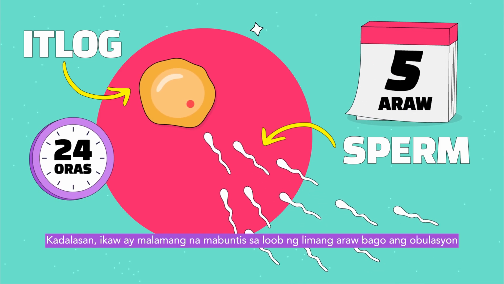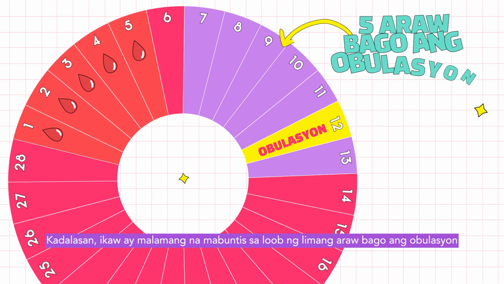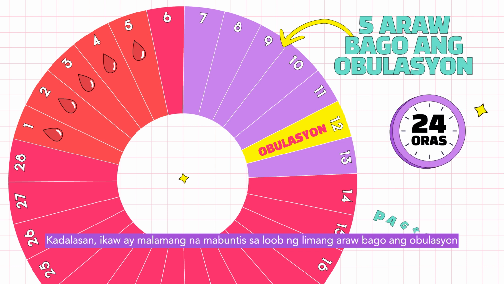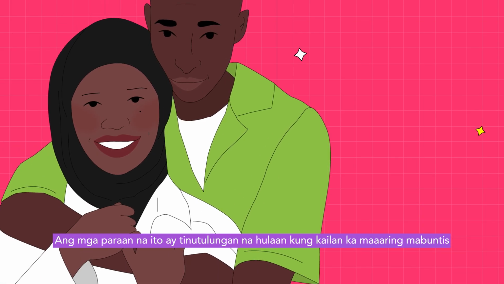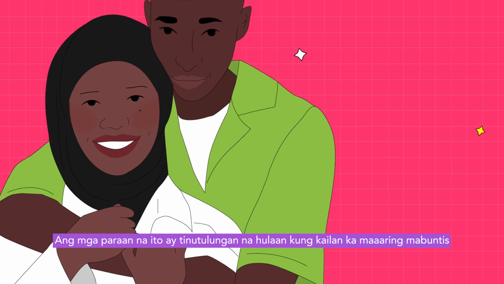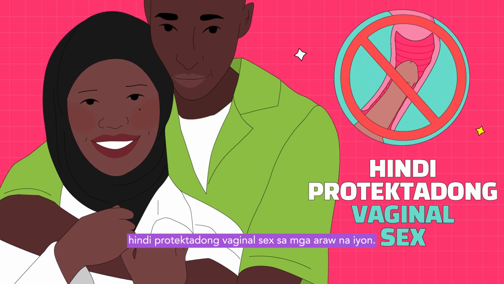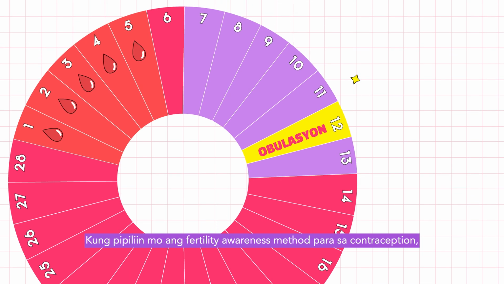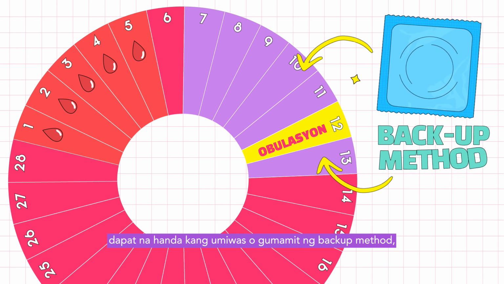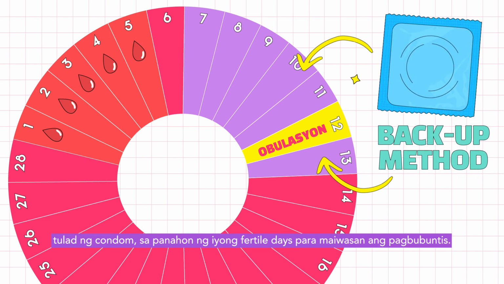Typically, you are most likely to conceive if you have unprotected sex during the 5 days before ovulation and up to 24 hours after ovulation, making a total of 6 days in your cycle that you could conceive. These methods help to predict when you are likely to get pregnant and then require you to avoid unprotected vaginal sex on those days. If you choose a fertility awareness method for contraception, you must be prepared to abstain or use a backup method, like a condom, during your fertile days to prevent pregnancy.